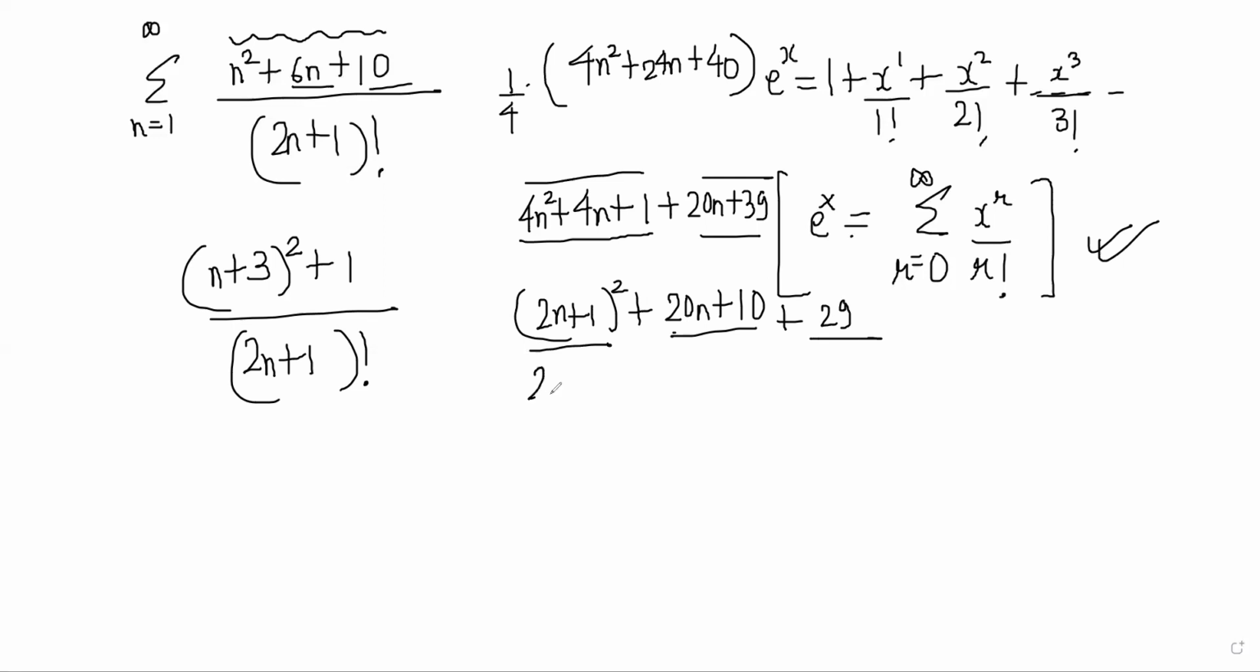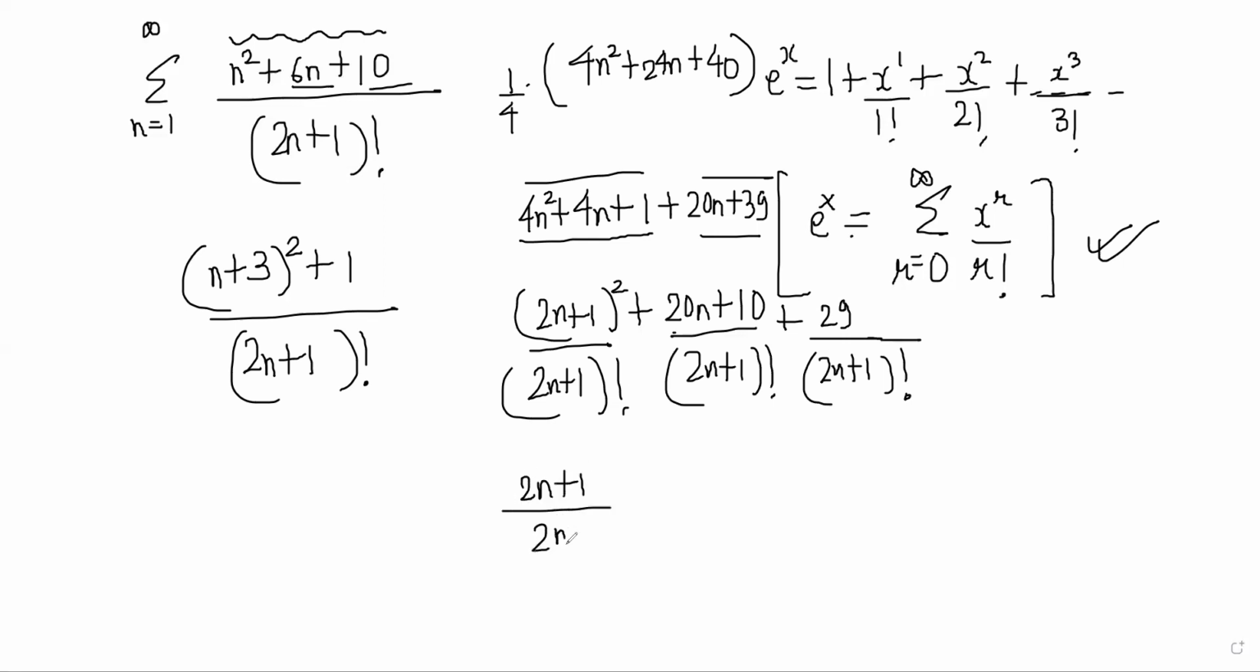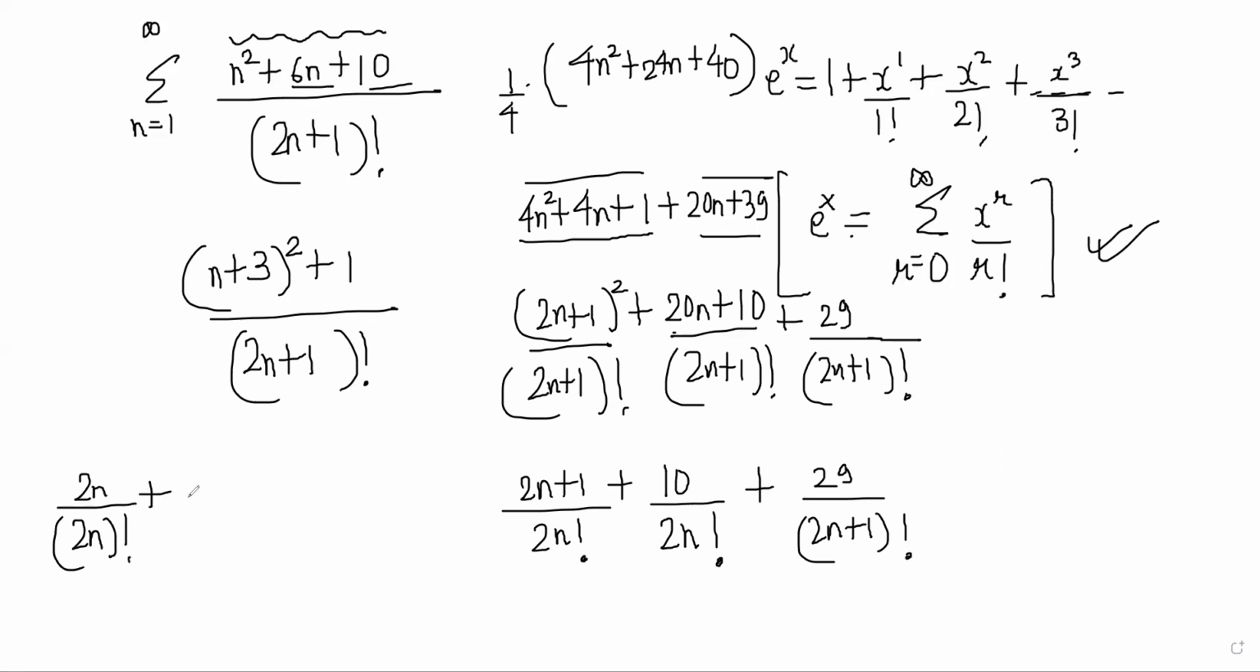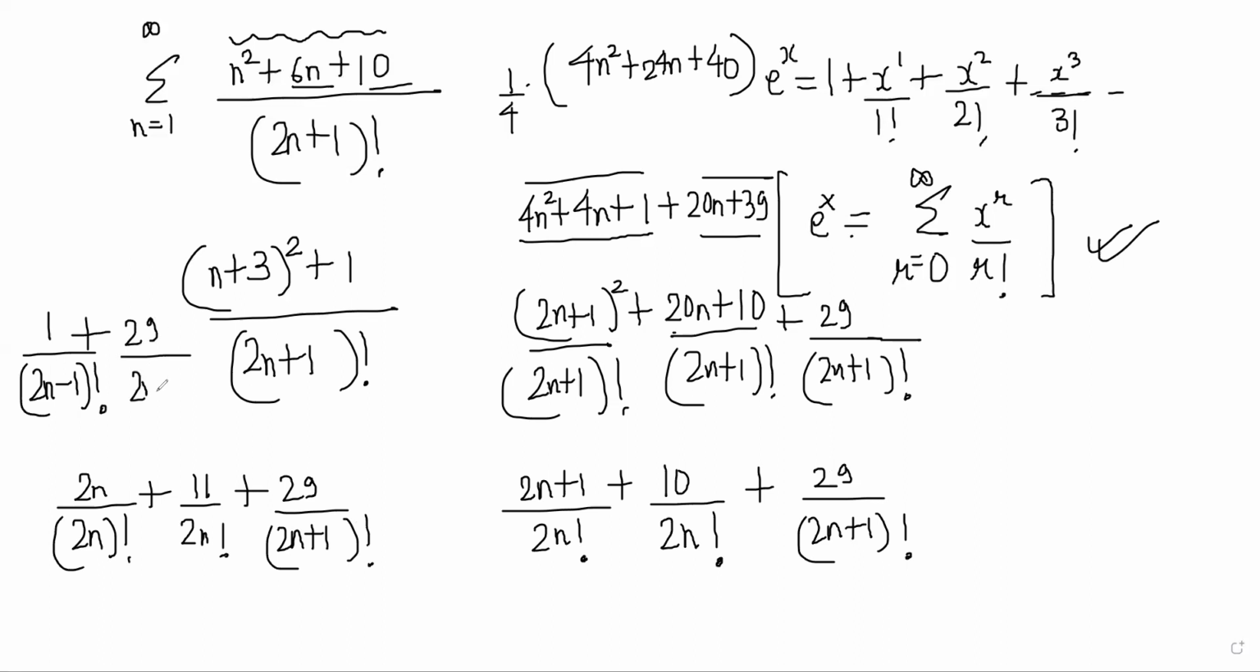So the whole thing is divided by 2n plus 1 factorial. Then you can simplify it as 2n plus 1 by 2n factorial, we cancel one factor, and then this is 10 by 2n factorial, and 29 by 2n plus 1 factorial. Now 2n plus 1 by 2n factorial can be split again as 2n by 2n factorial plus 1 by 2n factorial, plus 10 by 2n factorial, so 11 by 2n factorial plus 29 by 2n plus 1 factorial. And 2n by 2n factorial is 1 by 2n minus 1 factorial, plus 29 by 2n plus 1 factorial plus 11 by 2n factorial.